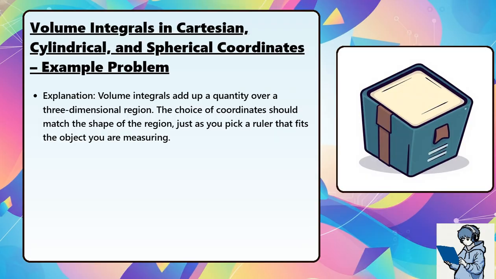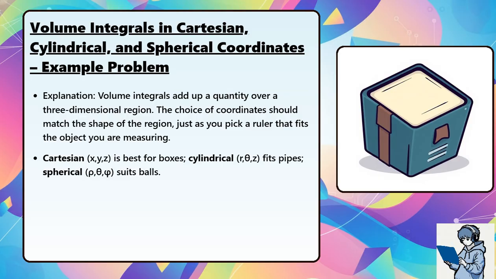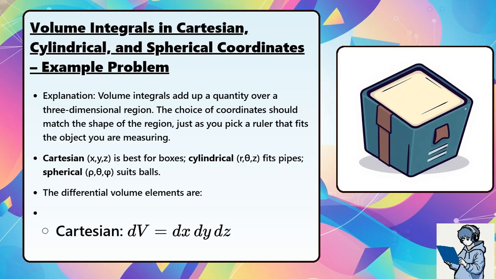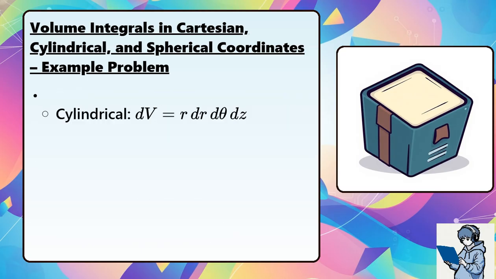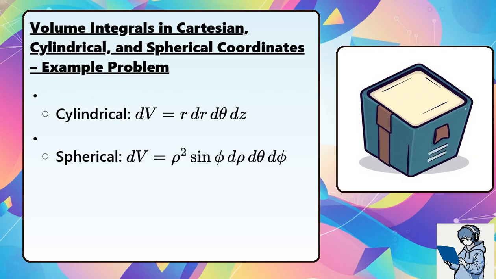Explanation: volume integrals add up a quantity over a three-dimensional region. The choice of coordinates should match the shape of the region, just as you pick a ruler that fits the object you are measuring. Cartesian xyz is best for boxes, cylindrical r theta z fits pipes, spherical rho theta phi suits balls. The differential volume elements are: Cartesian dV equals dx dy dz, cylindrical dV equals r dr d theta dz, spherical dV equals rho squared sin phi d rho d theta d phi.